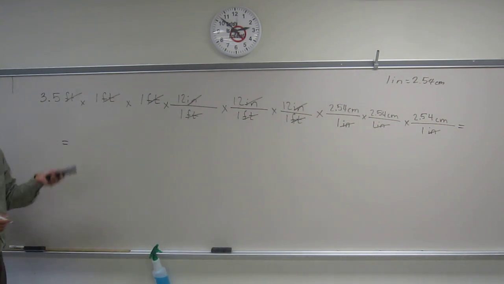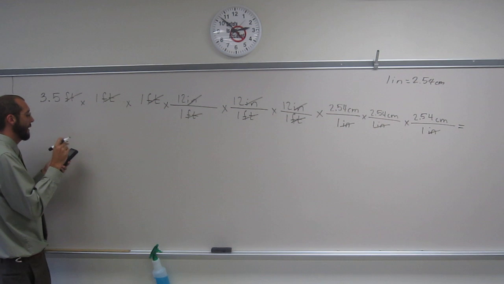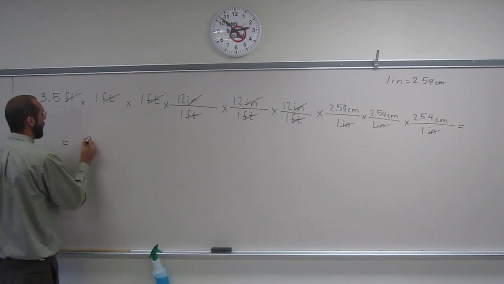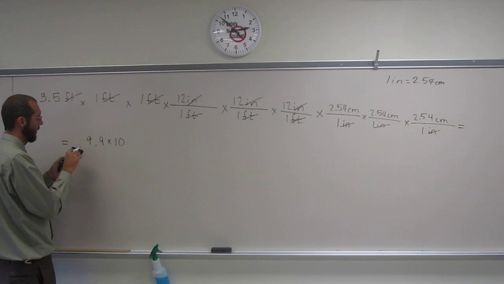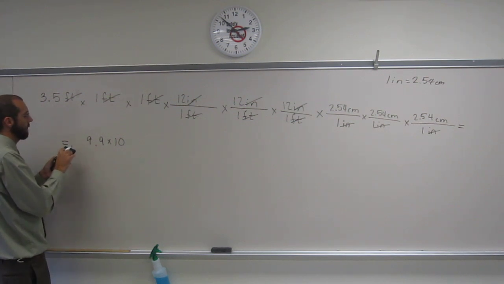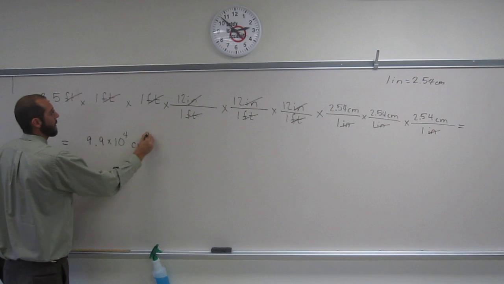So how many sig figs is this going to have? 2, good job, glad you guys remembered. So instead of 99108, I'm going to put 9.9 times 10 to the 1, 2, 3, 4. And units.